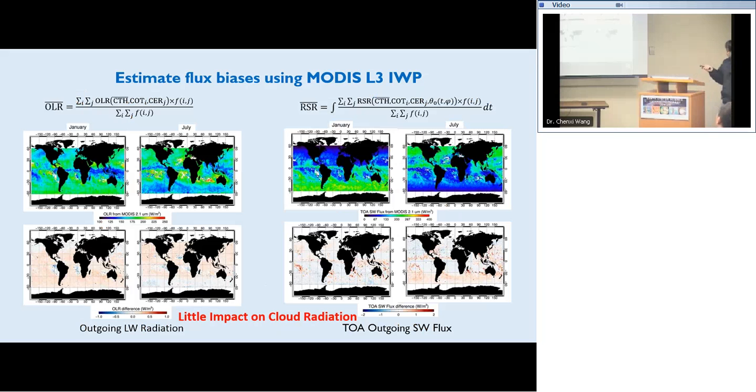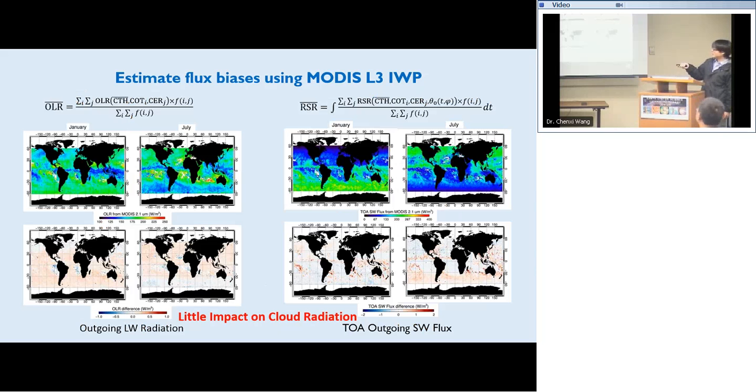Okay, finally, let's look at the cloud radiation. Here, the left one shows the outgoing longwave radiation at TOA, and the right one shows the shortwave. The first row shows the calculation from the MODIS only, and the lower part shows the MODIS minus the calculation using homogeneous clouds, taking into consideration the CER profiles.